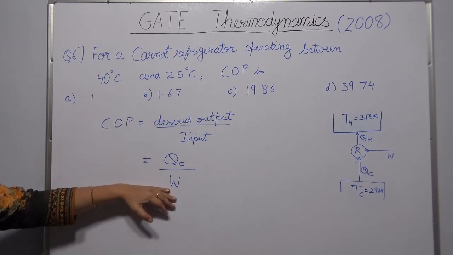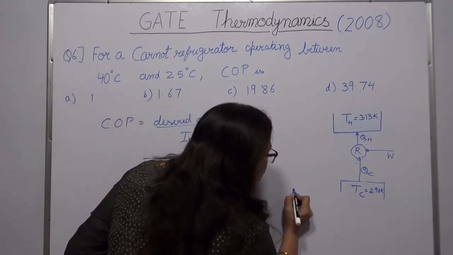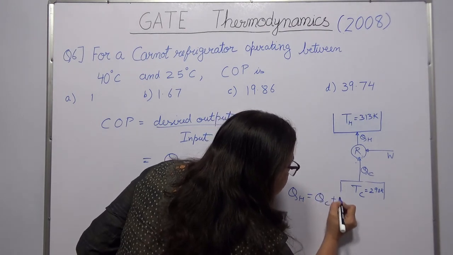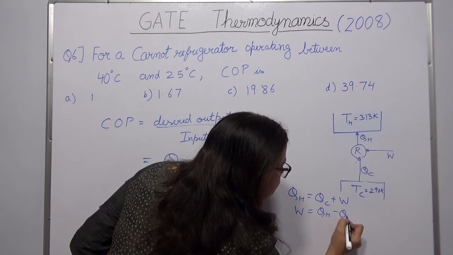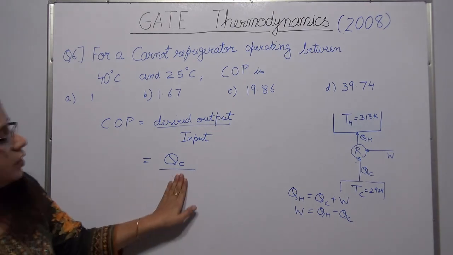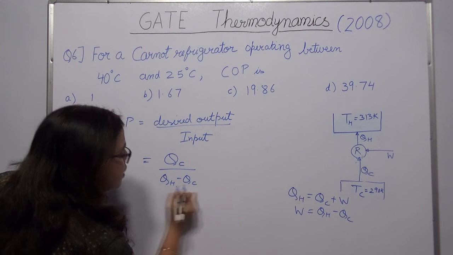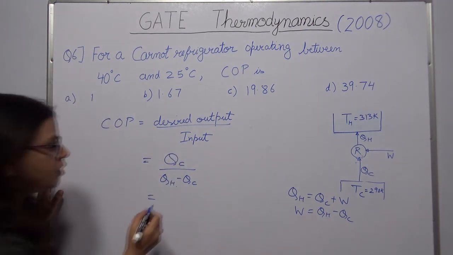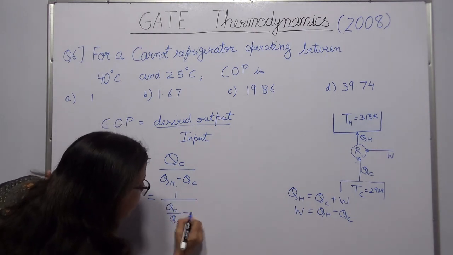Now let's write W in terms of QC and QH. From here you see that QH is equal to QC plus W, or I can write W is equal to QH minus QC. So let's write over here, instead of W, QH minus QC. Let's divide the numerator and denominator by QC. What I get is 1 upon QH by QC minus 1.